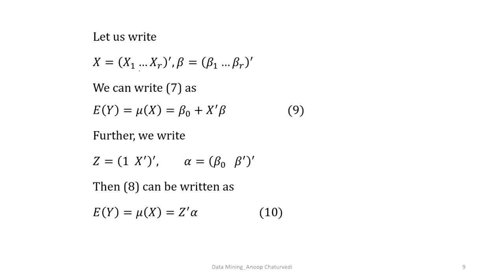Now, we write x equal to x 1, x 2, ..., x r transpose, beta equal to beta 1, beta 2, ..., beta r transpose. Then we can write the model 7 as expectation of y equal to mu x equal to beta naught plus x transpose beta. Further, we write z equal to 1, x transpose whole transpose. So, basically z is equal to 1, x and alpha is beta naught, beta transpose. Then expectation of y is equal to z transpose alpha.